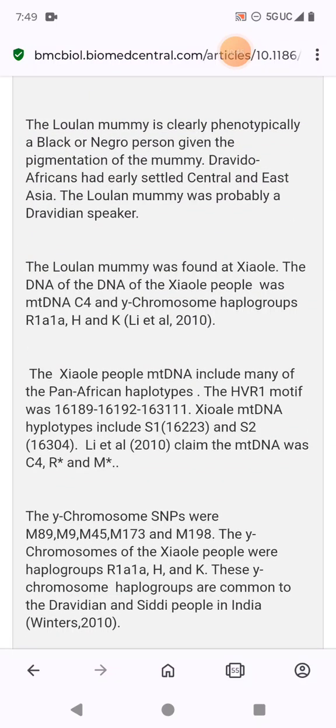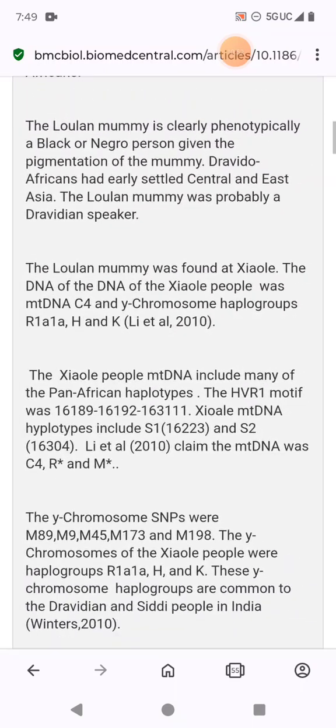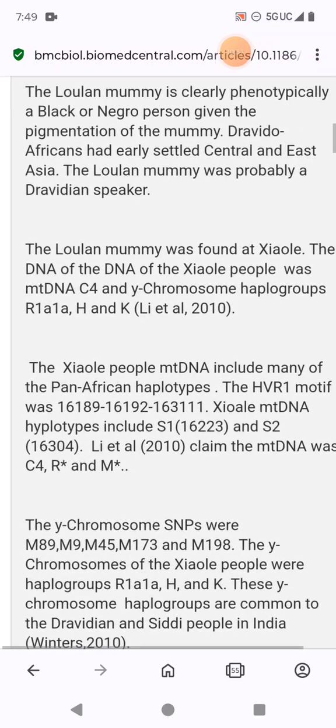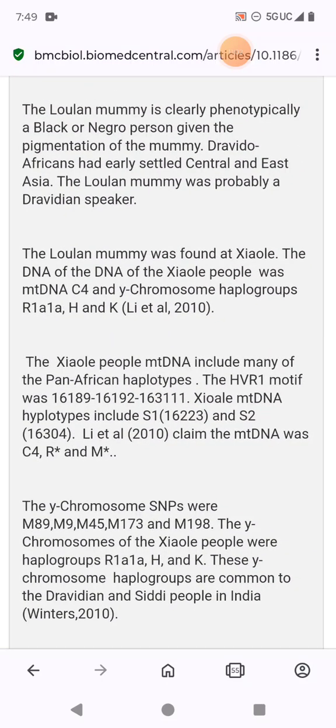So I think this is just an overview page. They talk about this mummy. The mtDNA of this is dealing with C4, which is a Japhetic women marker or maternal marker. And then the Y is dealing with R1A, H, and K.